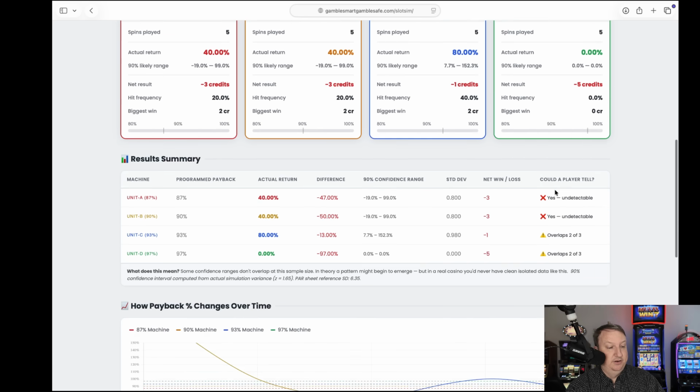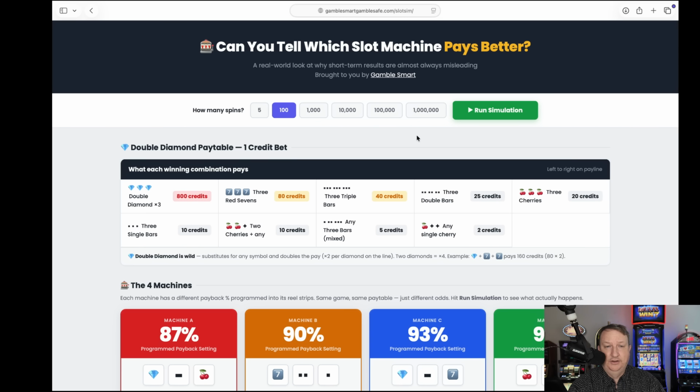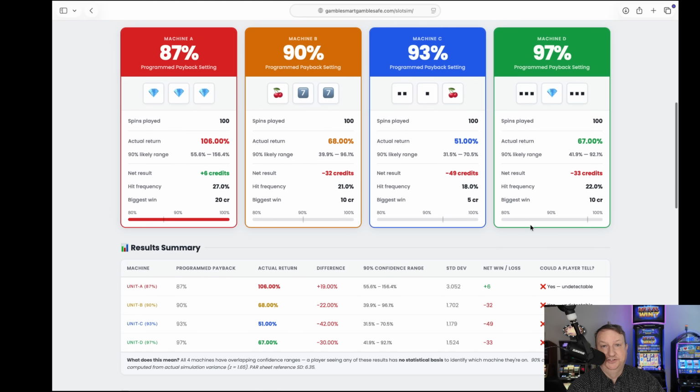Okay, so let's go up here, and let's say we'll do 100 spins. Okay, maybe 5 spins, you agree, not enough. So let's bump it up to 100 spins. Surely that's enough to give us more indication of what the RTP is on each of these machines. Okay, so let's take a look here. So this time, what do you see? Kind of interesting, right? So the 87% over here paid back 106%, where the 97% paid back 67%. And the worst was 93%.